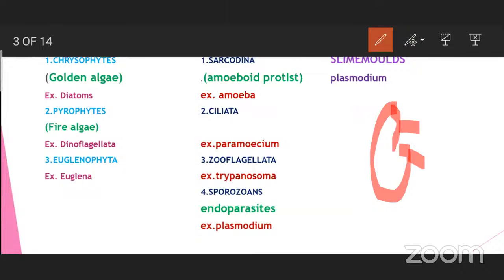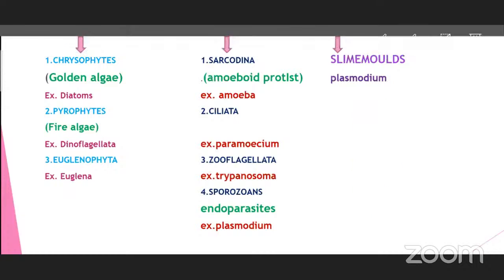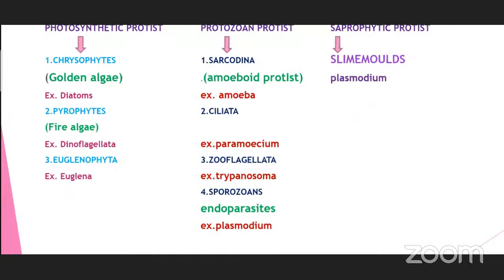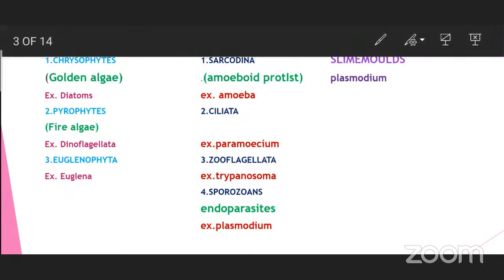Cilia are hair-like structures present all over the body. Okay. Next one is Trypanosoma gambiense, an example for Zooflagellata. Zooflagellata means they will be having the flagella. The flagella will be the locomotory organ.